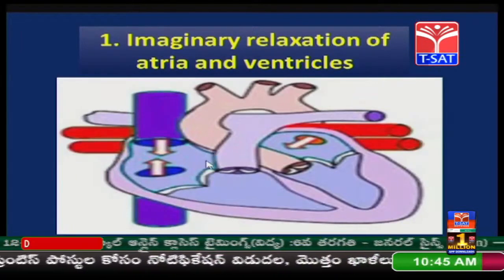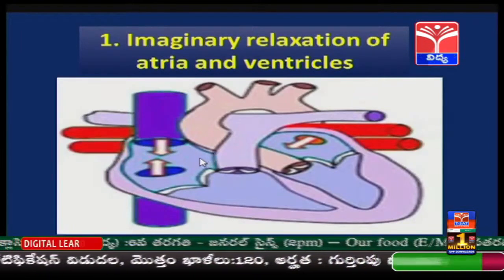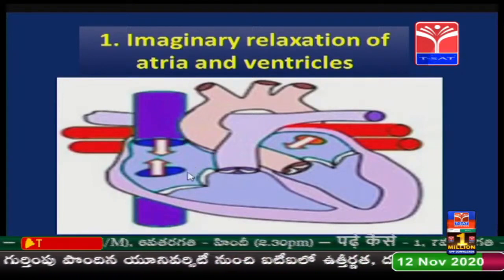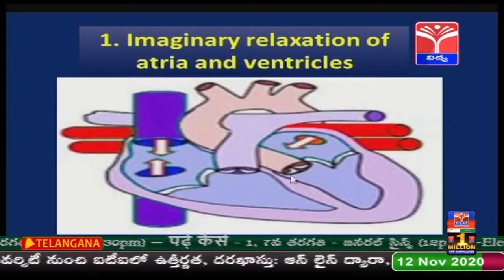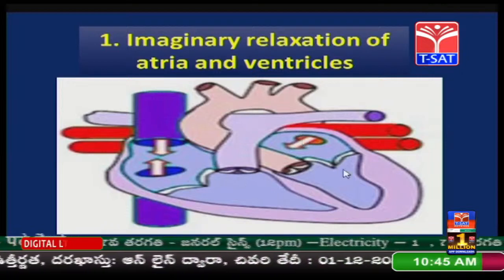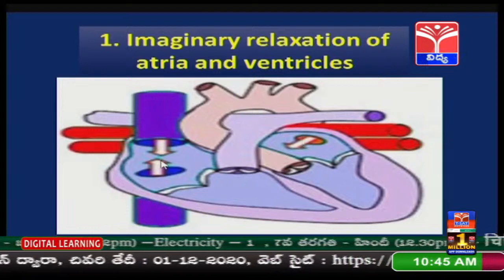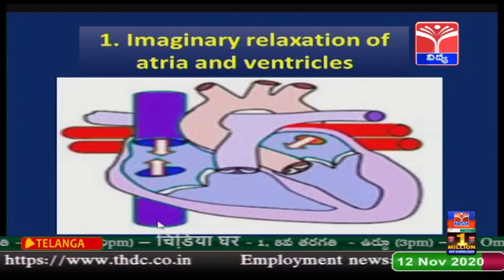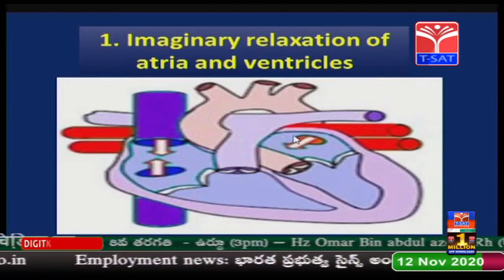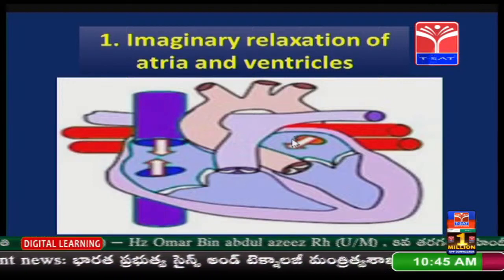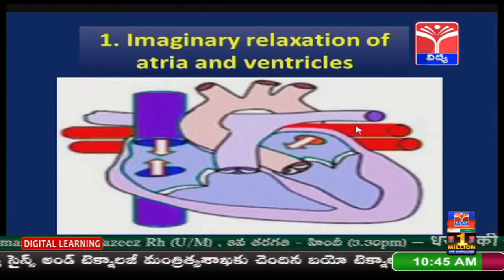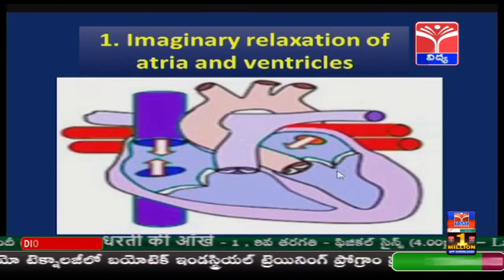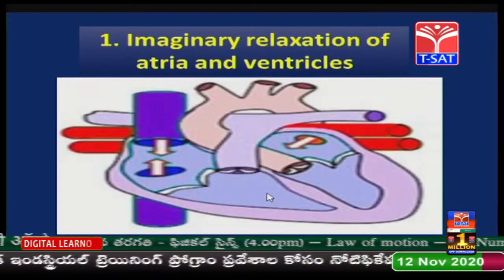Children, observe the picture. Let us remind ourselves of the structure of the heart. The heart has 4 chambers. Upper chambers are called atria, lower chambers are called ventricles. The right atrium receives deoxygenated blood from the superior vena cava and inferior vena cava, whereas the left atrium receives blood from the lungs through the pulmonary vein. The left ventricle pumps the blood into the aorta.